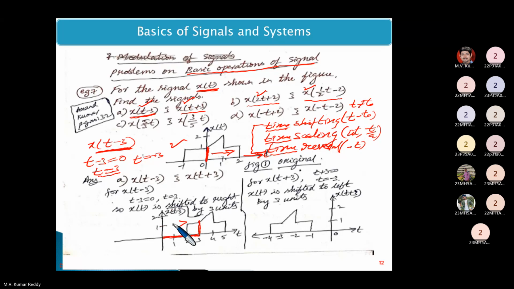Here this is the simple one, but in the exam you have to write the property. Basic operation. What is the property?